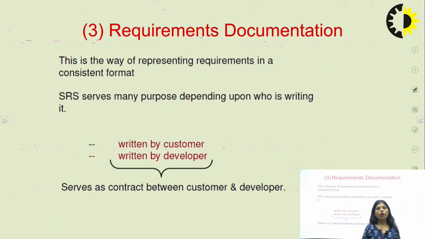Third is requirement documentation. After requirement elicitation and requirement analysis, we have requirement documentation. Requirement documentation serves many purposes depending upon who is writing it. It is written by the developer and also by the customer, and it serves as the contract between the customer and the developer. So basically we can say that the requirement documentation is an agreement between the customer and the developer.